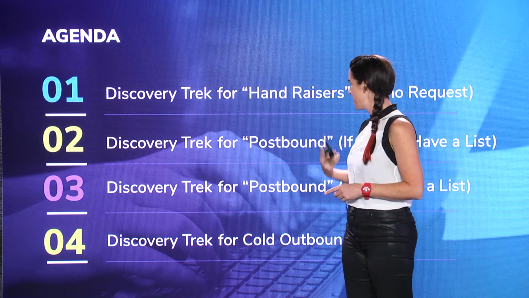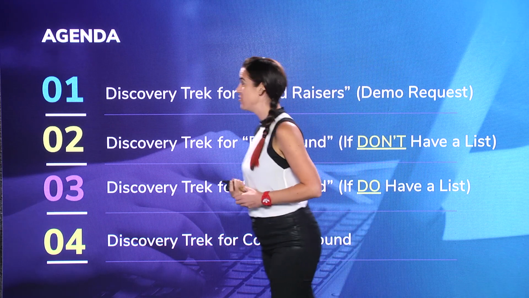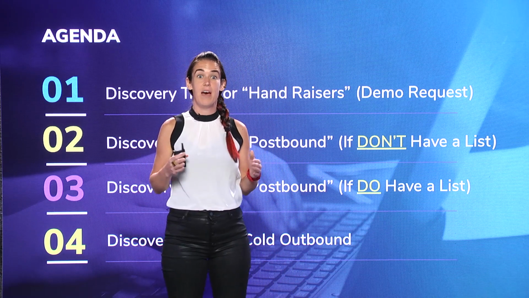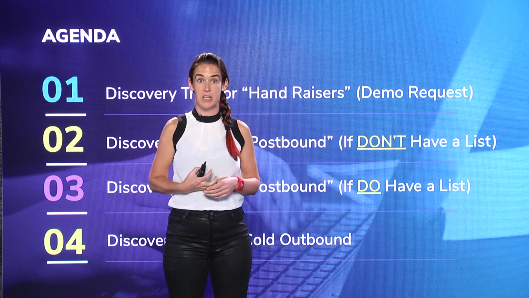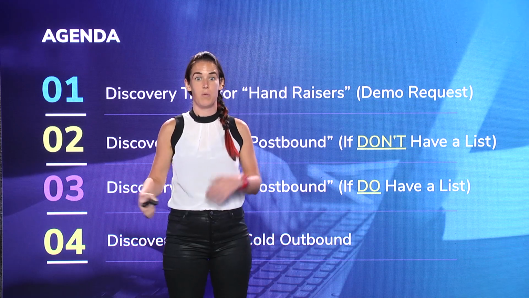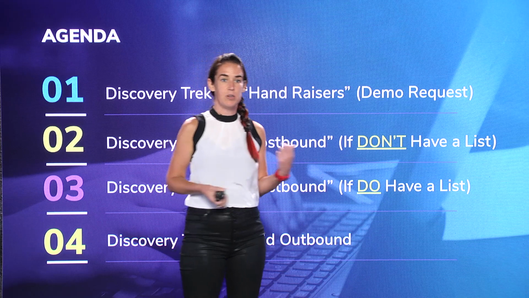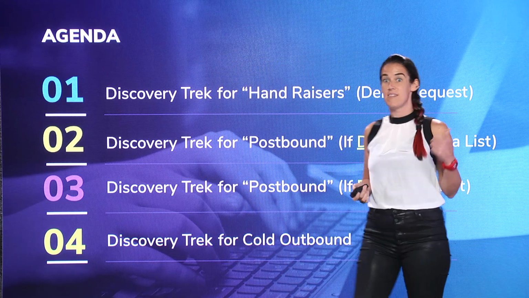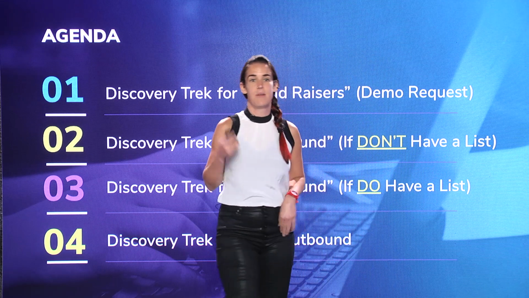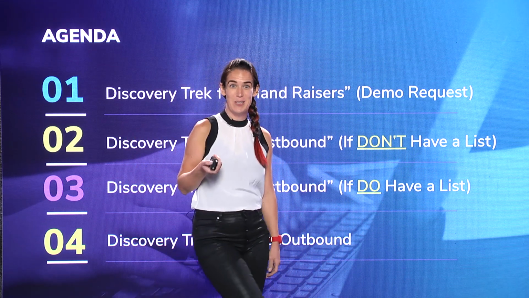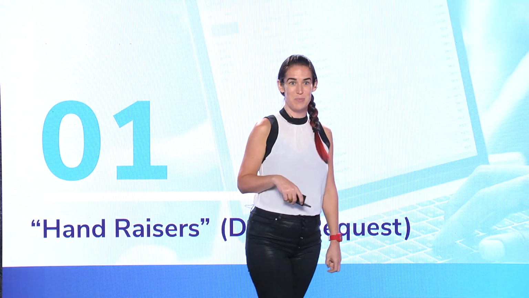Number 2, discovery trek for postbound. If you don't have a list. Number 3, if you don't have a list of pain points that they were looking to solve. There's some cases where they will give them to you and some cases where they won't. So for number 2 and 3, we're going to do a postbound discovery trek for if you don't have a list and then if you do have a list. And then number 4, discovery trek for cold outbound. So let's start from the top, which is going to be hand raisers.